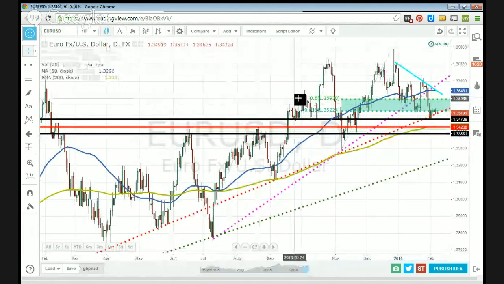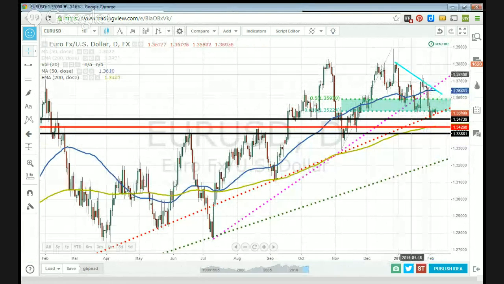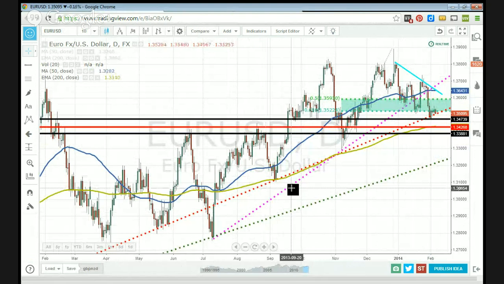Euro US dollar, like I mentioned, we have this pattern of higher lows, as well as a couple of trend lines. So if someone held a gun to my head and forced me to make a decision, I'd go long. But I would prefer to just wait it out.